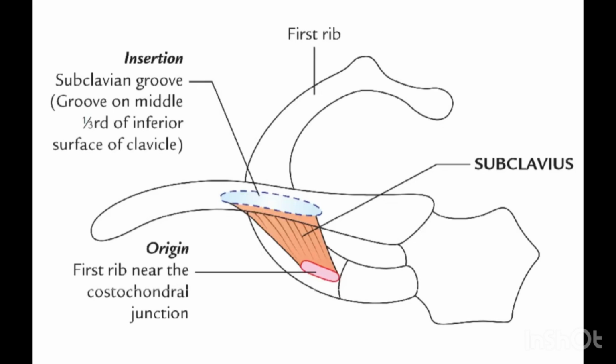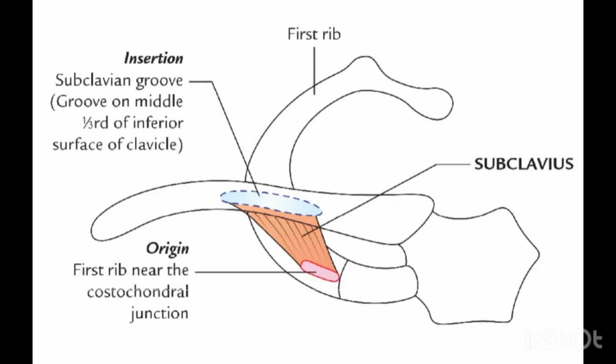Very easy. The origin of this subclavius muscle is the first rib. Are you getting me? It's originating from the first rib and its costal cartilages. The first rib and its costal cartilages. And it is inserting under the clavicle, in the middle third of the clavicle, under the groove called the subclavius groove. Don't forget it.